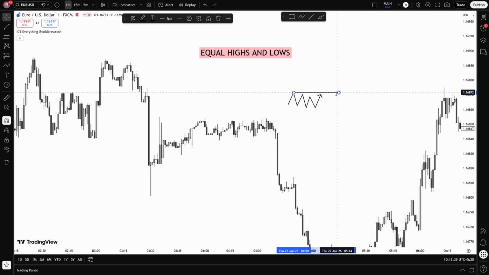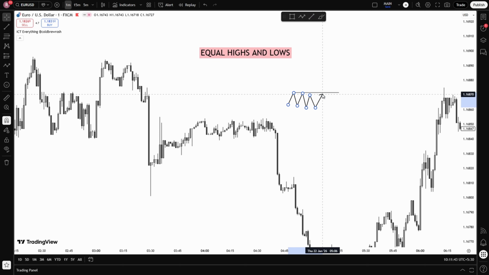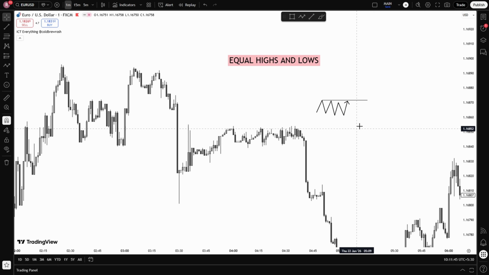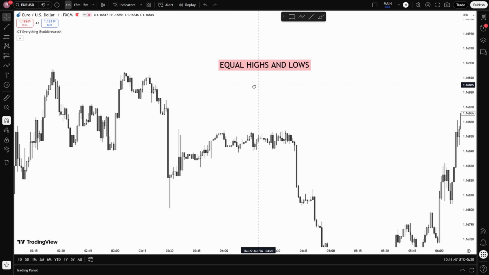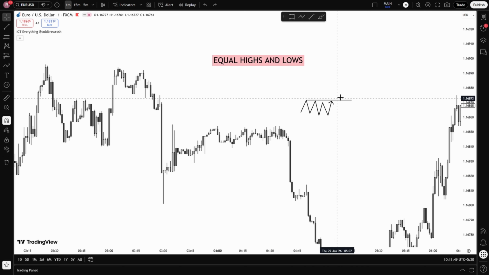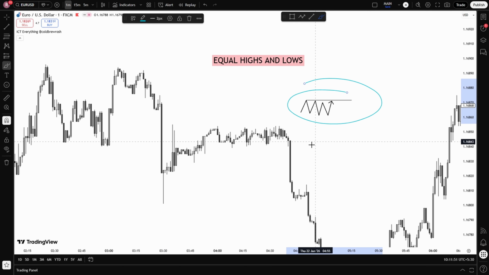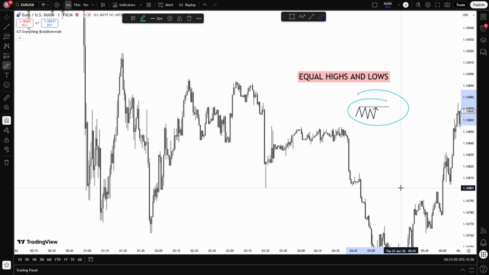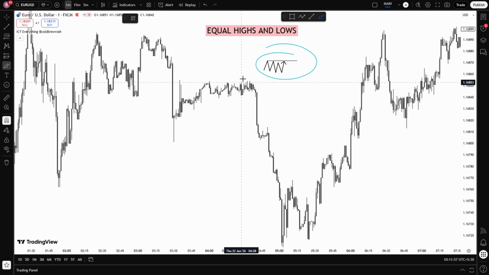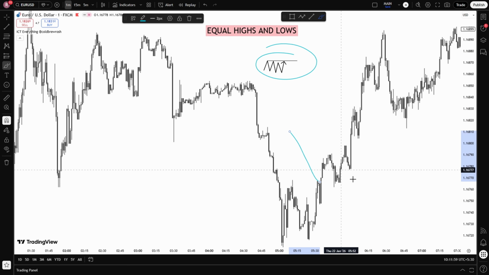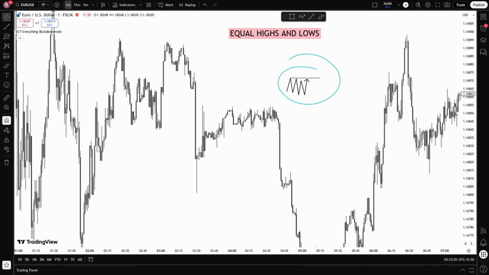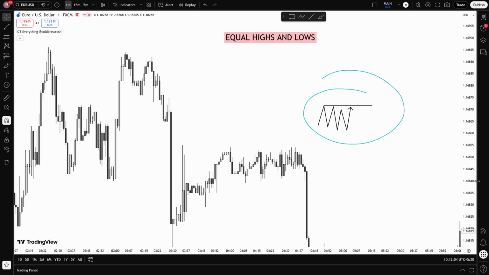So, before talking about how to use them, it's important to understand why equal highs and lows are considered strong liquidity pools. Equal highs and equal lows represent stacked liquidity in the market. This stacked liquidity naturally attracts price. The market is always looking for liquidity, and areas where multiple highs or lows form close to each other become obvious targets.